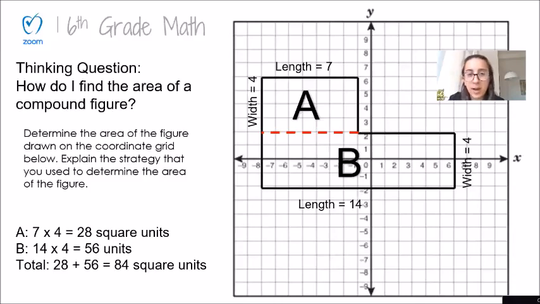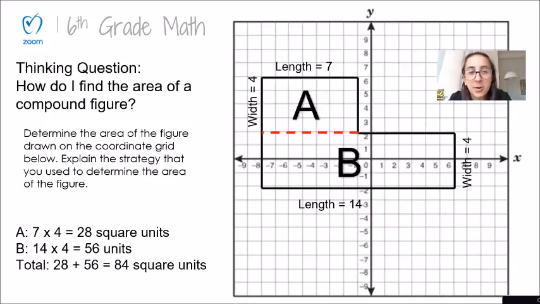Now check your work with mine. You can see my dimensions of 7 and 4 for rectangle A and 14 and 4 for rectangle B. As you can see, I got 84 square units, which was the same area I got when I decomposed the shape vertically. That tells me that there might sometimes be multiple ways in which I can decompose a figure. The most important part is that I decompose it into shapes that I know how to find the area of, and that my shapes are not overlapping, because then I would be double counting some of the area.